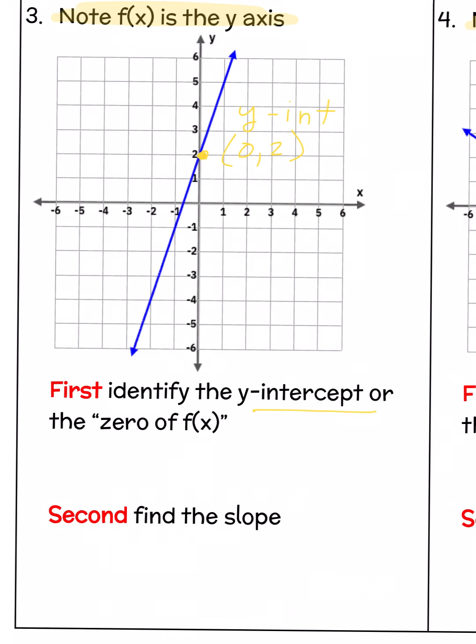So the b that I'm looking for in that is just 2. So that's my b right there. Okay? That's my b right there. Now I want to find the slope. So in the slope, again, we're going to look at the change in y over the change in x.